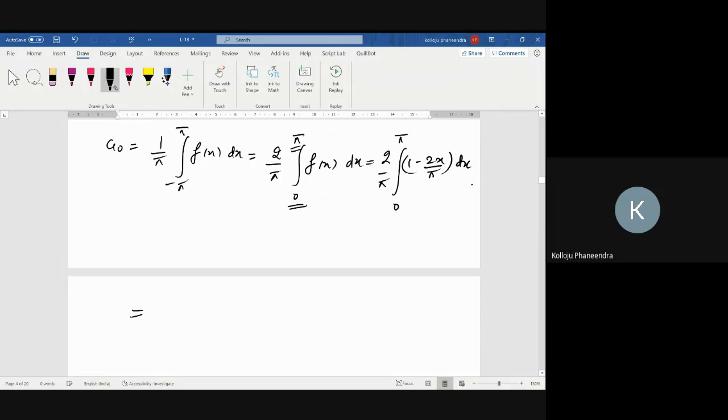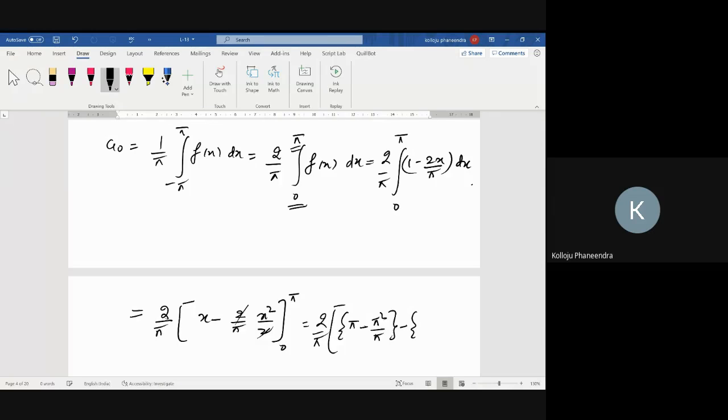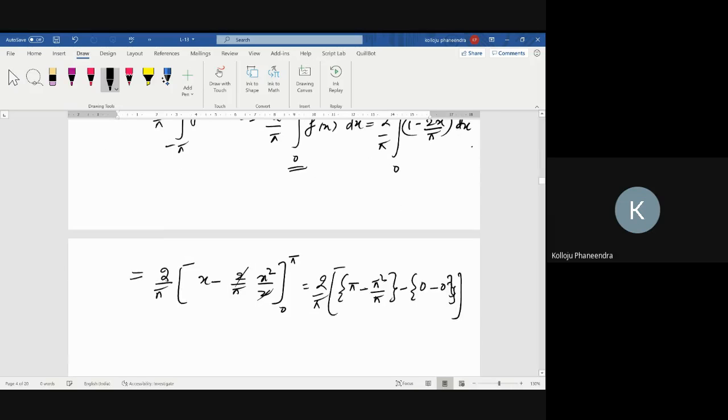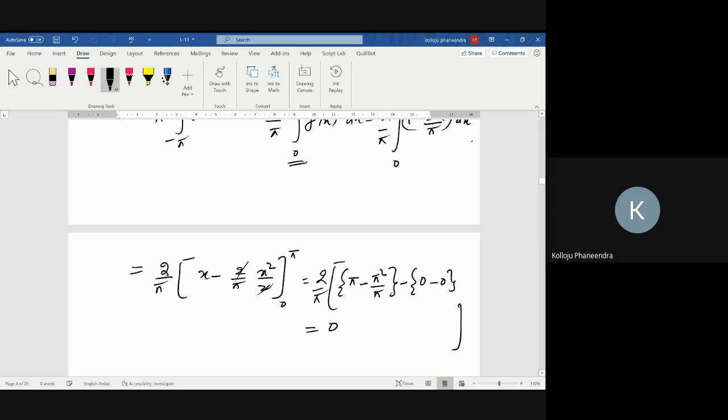So that is equal to 2 by pi, this is x, minus 2 by pi into x square by 2 between 0 to pi. The 2 gets cancelled. So 2 by pi, upper limit, this is pi minus pi square by pi. This is upper limit minus lower limit. What is the lower limit? Since x terms are there, it is zero. So this is pi minus pi, which is completely 0. This implies a naught value is 0.